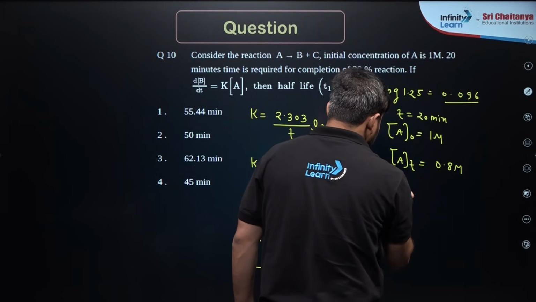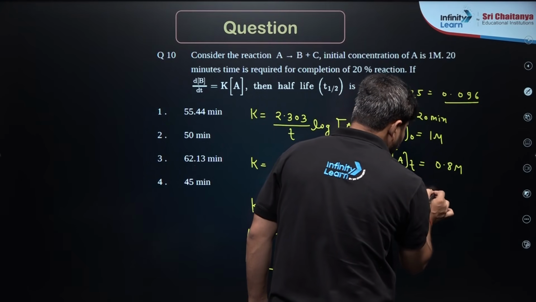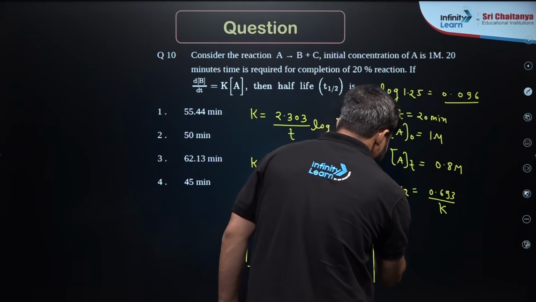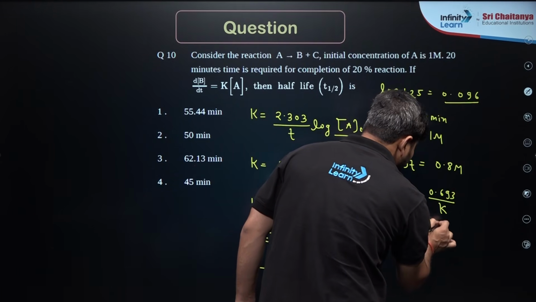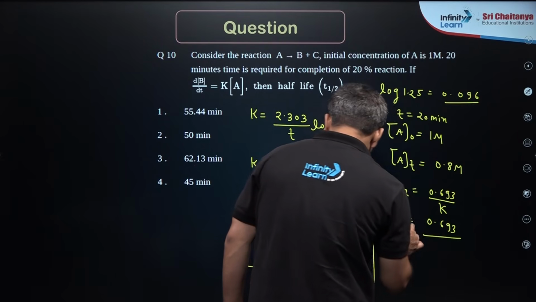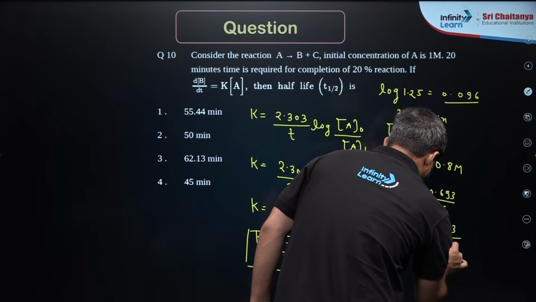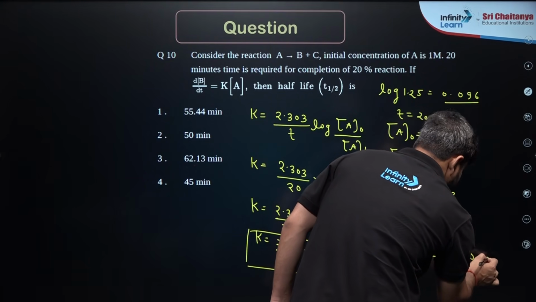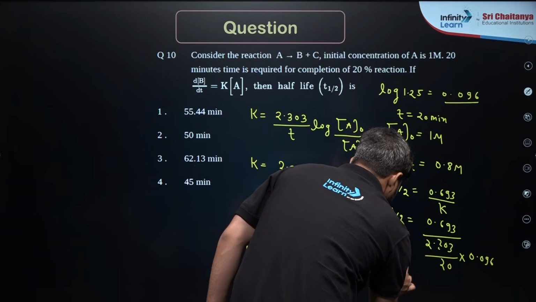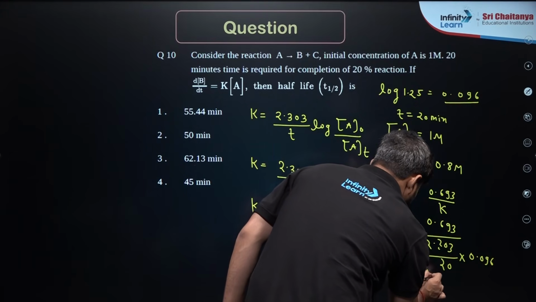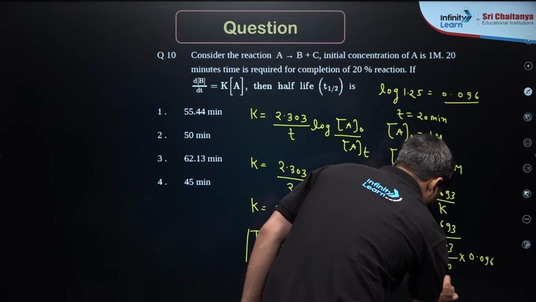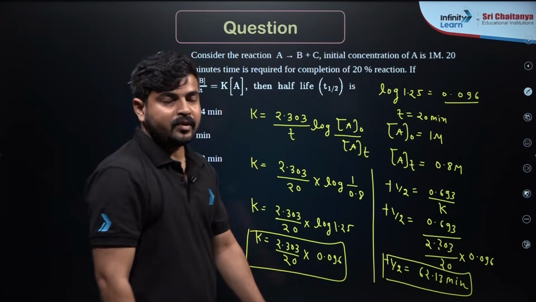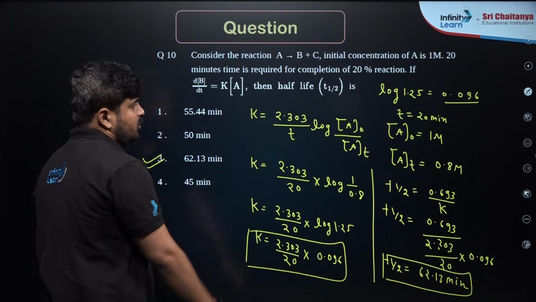We know that T half equals 0.693 divided by K. We just put this K value here. So T half equals 0.693 divided by (2.303 divided by 20 multiplied by 0.096), and it will come nearly equal to 62.13 minutes. So which one is the correct answer for this question? Option third is the correct option of this question.